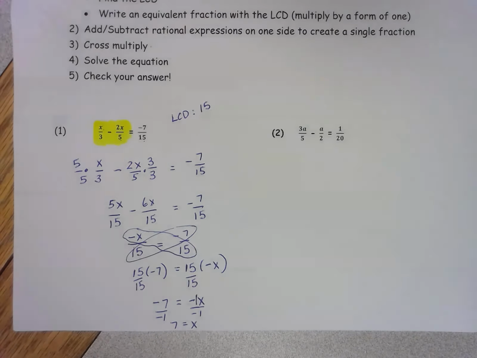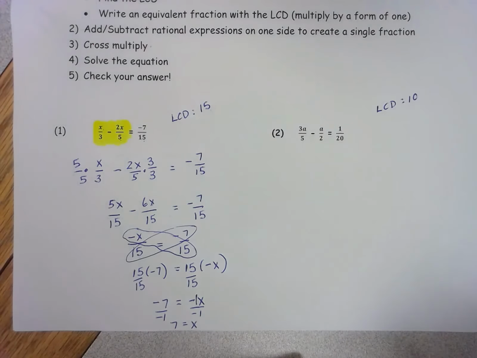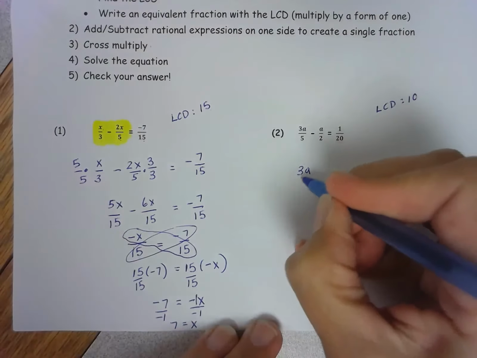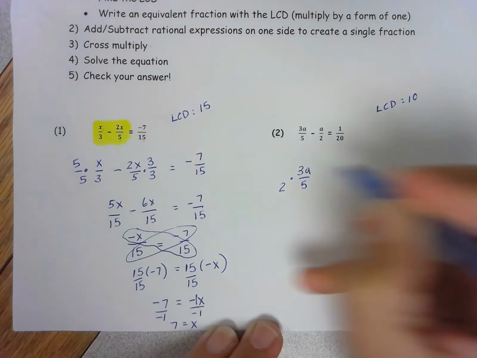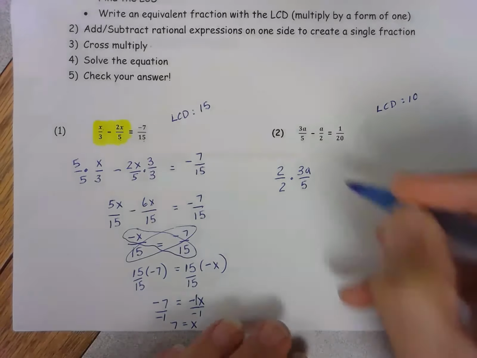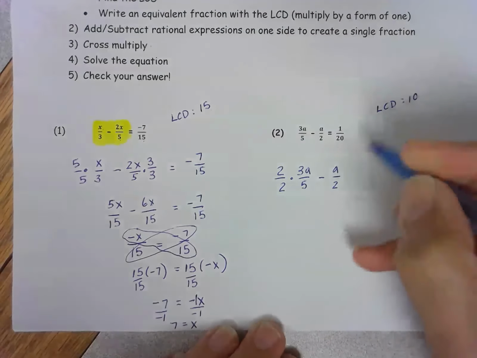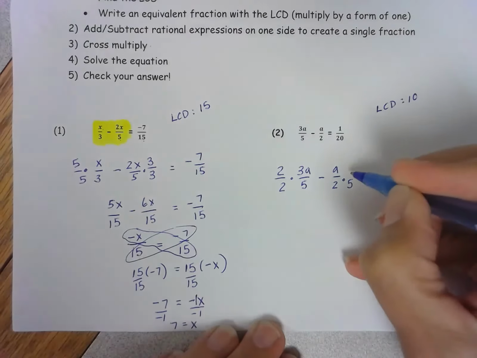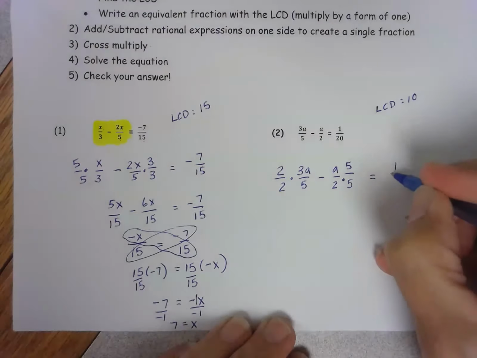Okay, let's take a look at number 2. Think of what your least common denominator would be. And you're right, it's going to be 10 because both 5 and 2 are factors of 10. So 3a over 5, what do I multiply 5 by to get 10? I multiply by 2. So I have to do the same thing on top. That is my form of 1. Minus, well, a over 2, I need to make this equal to 10. So 2 times 5 is 10, so I do the same thing on top. And that's going to equal 1 over 20.